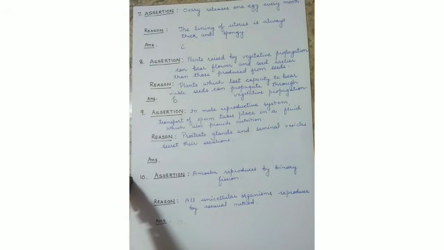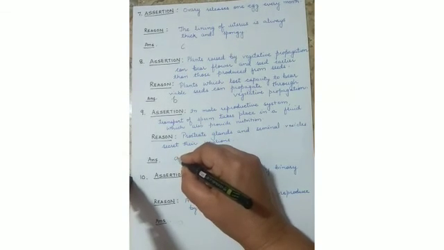Ninth question. In male reproductive system, transport of sperm takes place in a fluid which also provides nutrition. Reason is prostate glands and seminal vesicles secrete their secretions. The right code for this is A, because both assertion and reason are true and reason is the correct explanation of the assertion. So, right code for this is A.